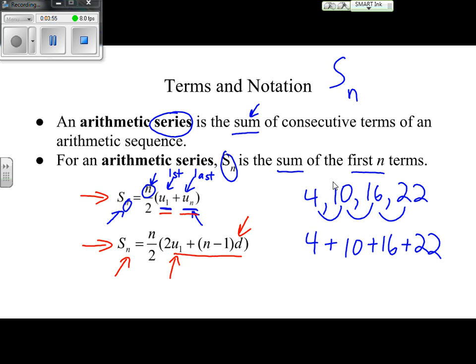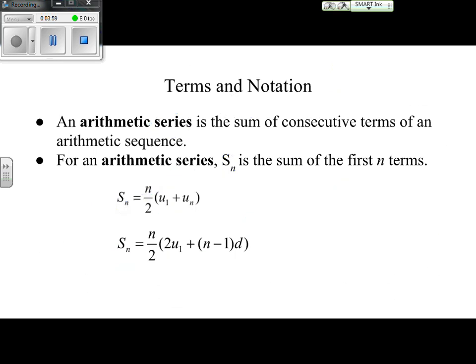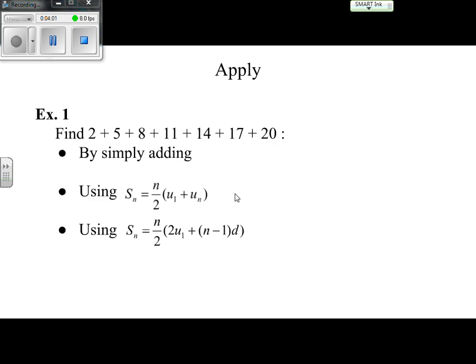So let's try out some of these formulas on some examples and explore series just a little bit more. Here I've got a series. It has 7 terms in it. The first thing we want to do is find the sum of the series by simply adding. That's what we would probably do if we didn't know anything else or have these formulas.